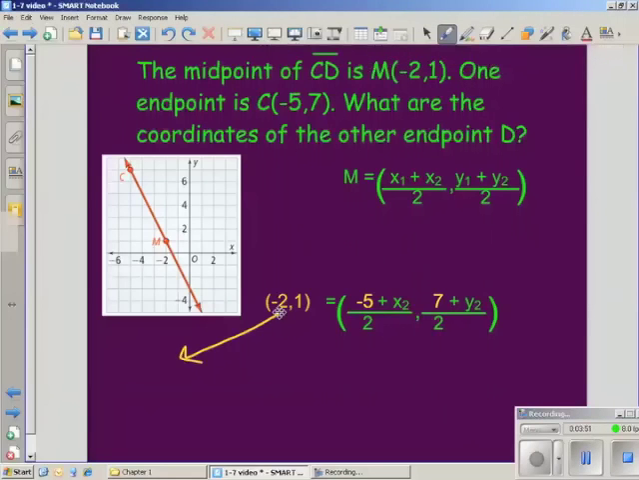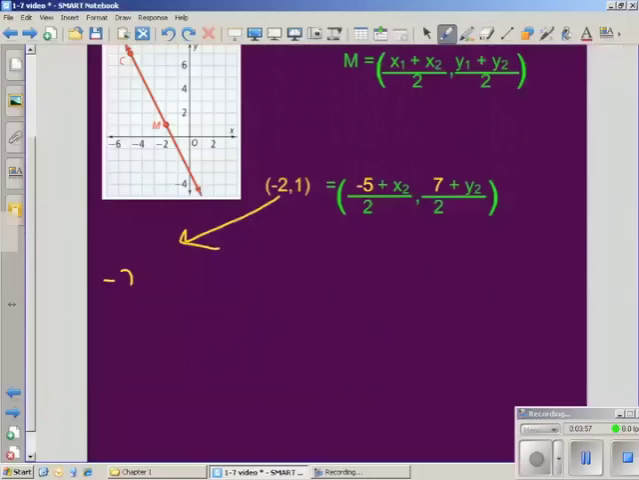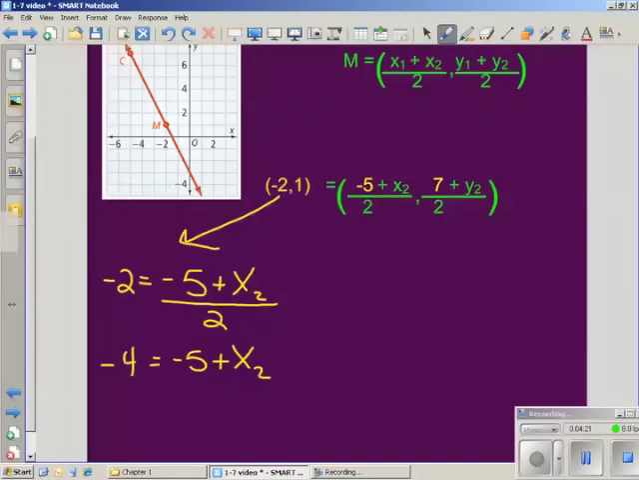We'll start with the x right over here. So our x is -2 is equal to -5 plus our second x divided by 2. So let's multiply each side of the equal sign by 2, and that would give us -4 is equal to -5 plus our second x. We would add 5 to both sides of the equal sign, and that would give us 1 is equal to our x.